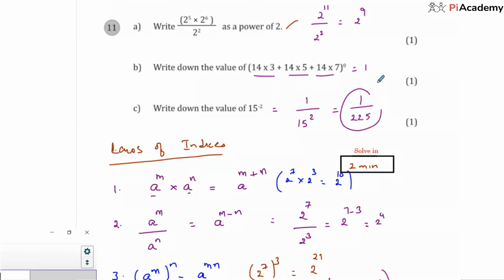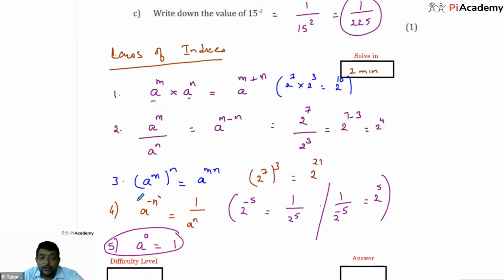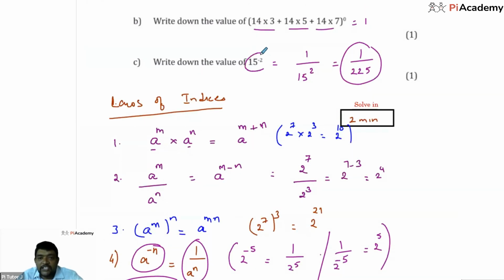Shouldn't it be negative 225, because it's 15 to the power of negative 2? When you remember, look here. When you have a to the power of negative n, the negative sign goes to the denominator and becomes positive: 1 over a to the power of n. So she wrote 15 to the power of -2 as 1 over 15 square. Make sense? Which is 1/225.